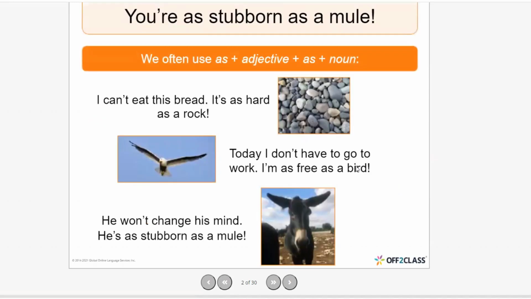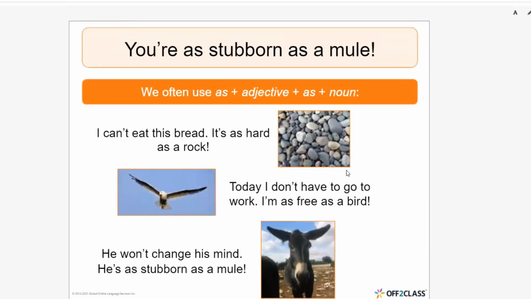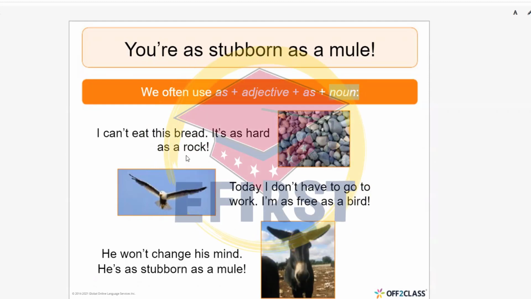Okay. Right, it says you are as stubborn as a mule. So when we want to compare two things, especially if they're two unlike things, we can use as, and then an adjective, and then another as, and then a noun, okay? So for instance, it gives us a few different examples of this format, where we have as twice. The first as is followed by an adjective, the second as is followed by a noun, okay?